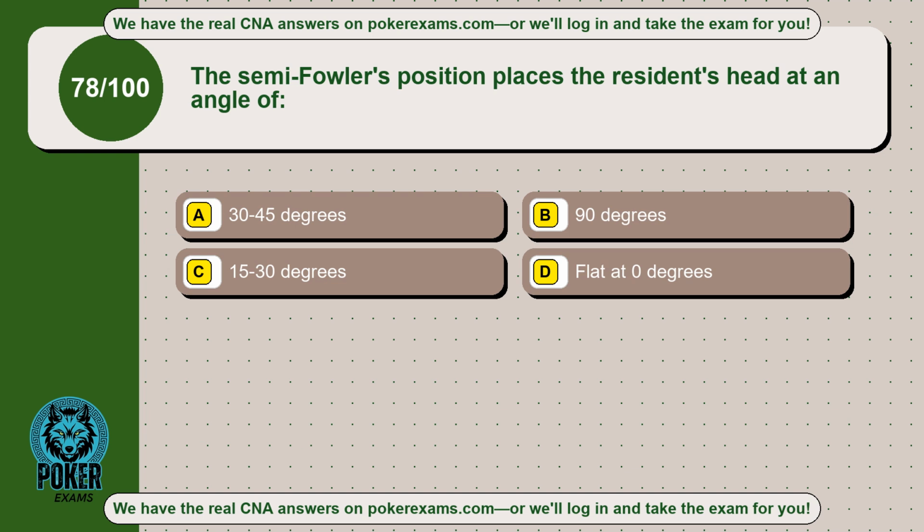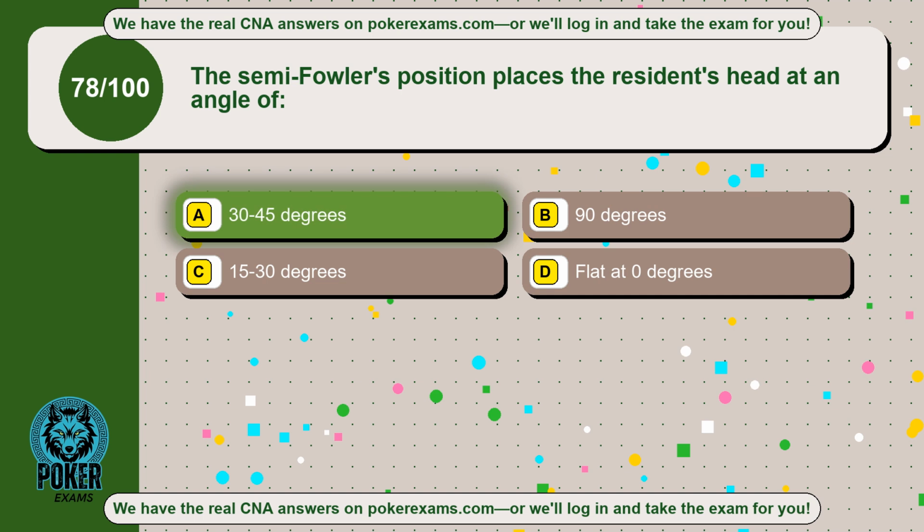Question 78. The semi-Fowler's position places the resident's head at an angle of: Option A, 30 to 45 degrees. Option B, 90 degrees. Option C, 15 to 30 degrees. Option D, flat at 0 degrees. The correct answer is option A, 30 to 45 degrees.